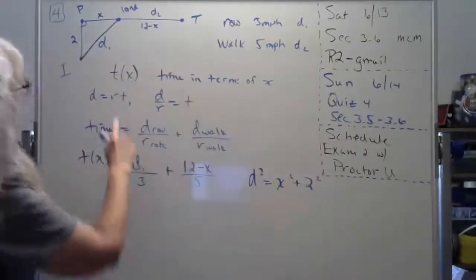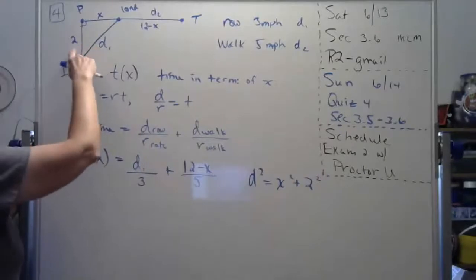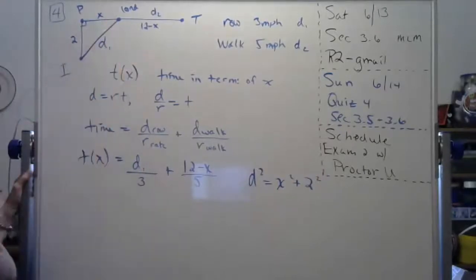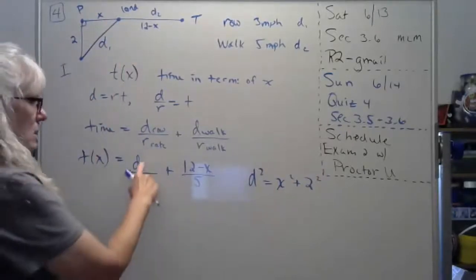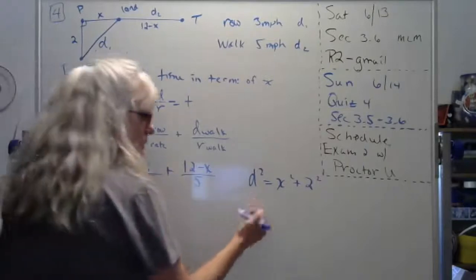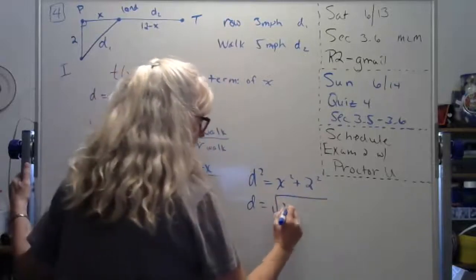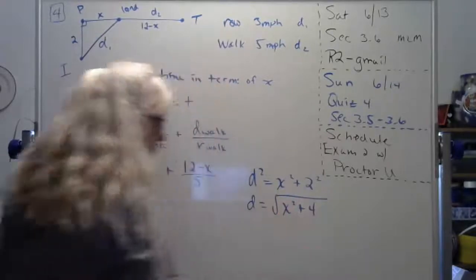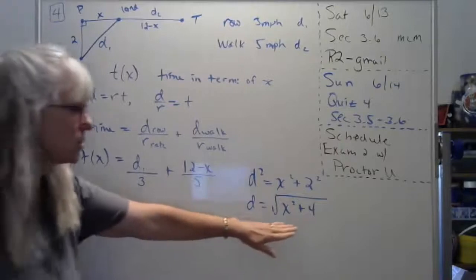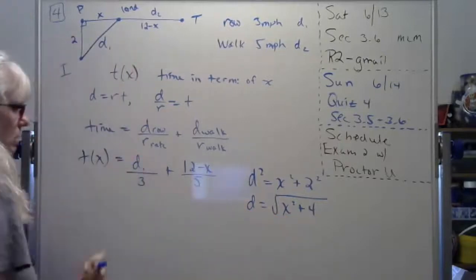So again, that's this right triangle up here. It's the 2 squared plus x squared equals d squared. Well, d is what we need to get rid of, so I'm going to solve this for d. So d is going to be equal to the square root of what, x squared plus 4?